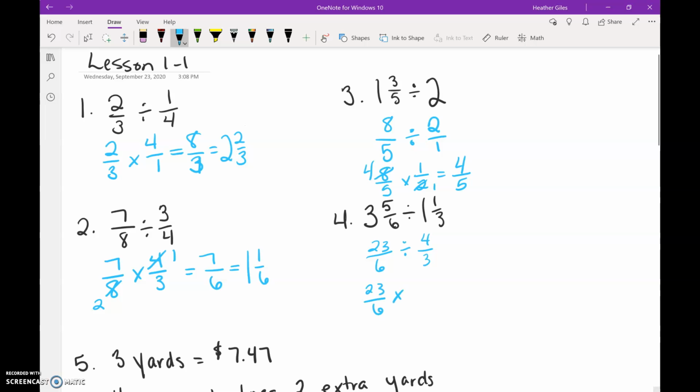23/6 times 3/4. I'm going to look for common factors. 23 and 4 don't share anything. 6 and 3 both share 3, so if I divide by 3, 3 becomes 1. 6 divided by 3 becomes 2. 23 times 1 is 23. 2 times 4 is 8, or 2 and 7/8.